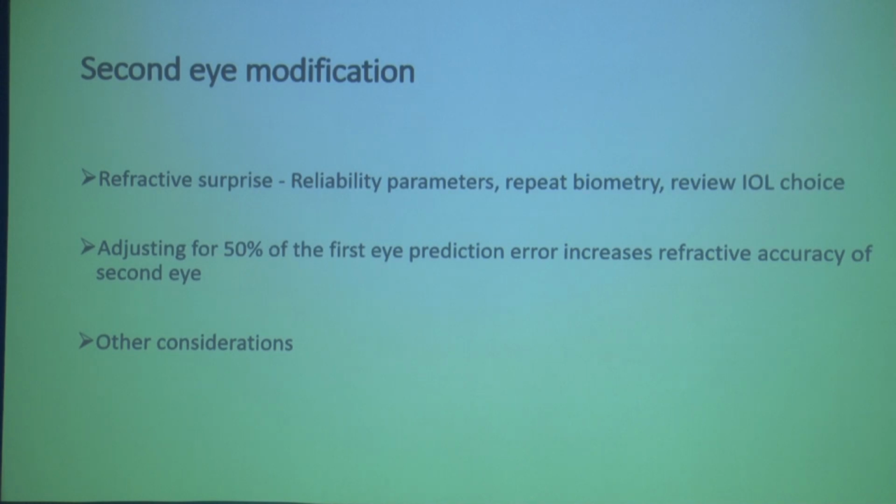Now, coming to the second eye modification, if we have a refractive surprise in the first eye, we should first check the reliability parameters. We need to repeat the biometry, and we should see whether the right IOL was implanted in the patient. If these things are correct, then adjusting 50% of the first eye prediction error increases the refractive accuracy of the second eye. That is, if the first eye was left 1 diopter hypermetropic, we can aim for 0.5 diopter of myopia in the second eye. Now we need to take into account other things like the refractive status of the other eye, whether that eye is a high myope or not, and also you should assess the worst pattern of the patient.